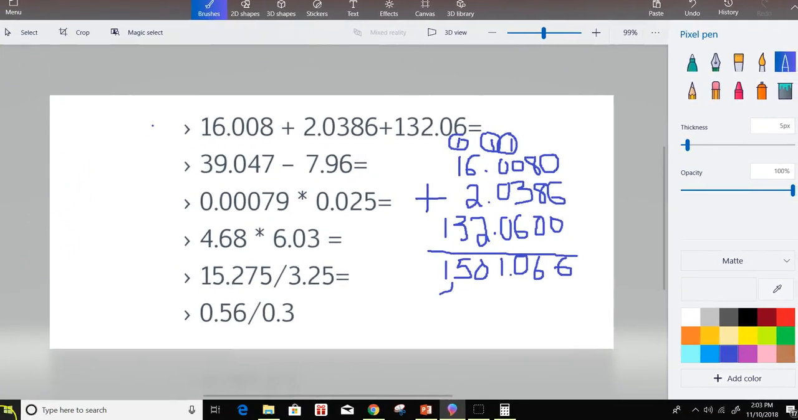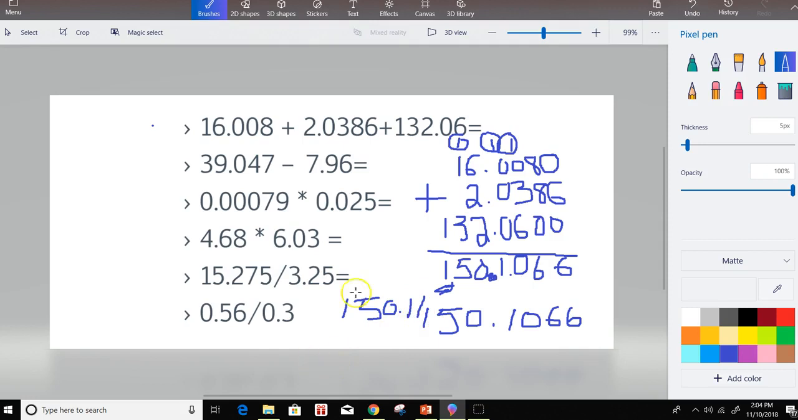I'm going to make this smaller so we can see more of the screen. This doesn't quite look right. Let's do this again. Looking farther, as we align the decimal points, we notice that there were 1, 2, 3, and 4 spaces. So the decimal doesn't go there. It will go right here. So our solution is 150.1066. If we were rounding this, it will give us 150.11.